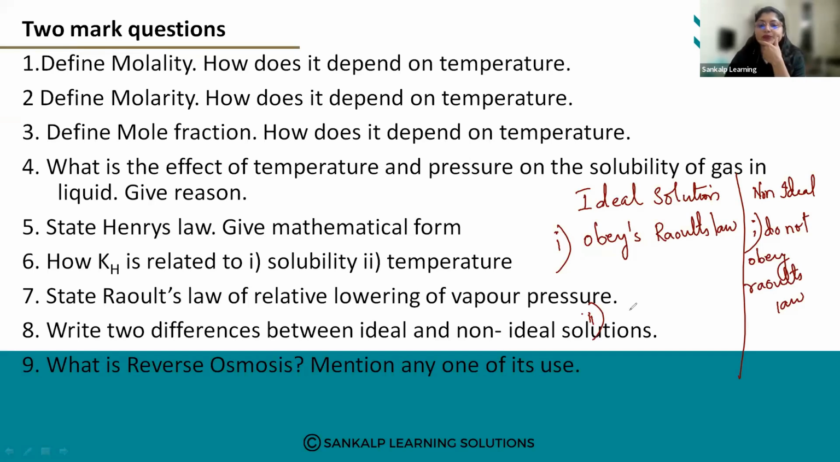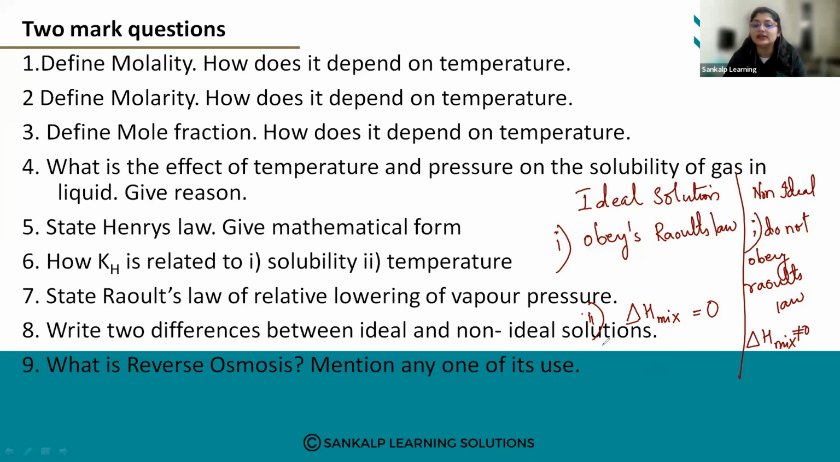Now, the second point is what? Delta H mix is equal to 0. That is, the change in enthalpy after mixing is equal to 0. And here delta H mix, that is the change in enthalpy after mixing, is not equal to 0.